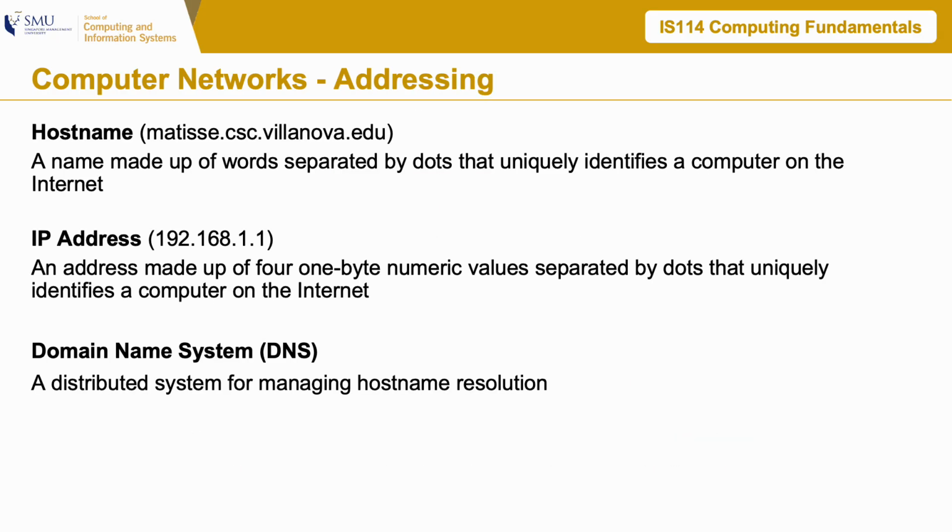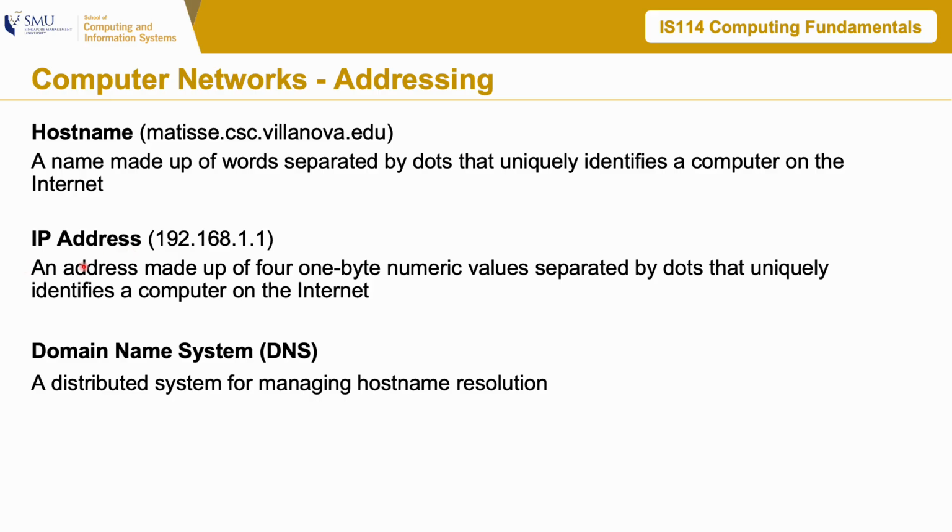Let's see how we identify and find a device on the network. We do this in two ways, hostname and IP address. This is an example hostname. Hostnames are names for humans to remember. A hostname usually consists of a computer name, followed by the domain name. The very last section of the domain is called the top-level domain.